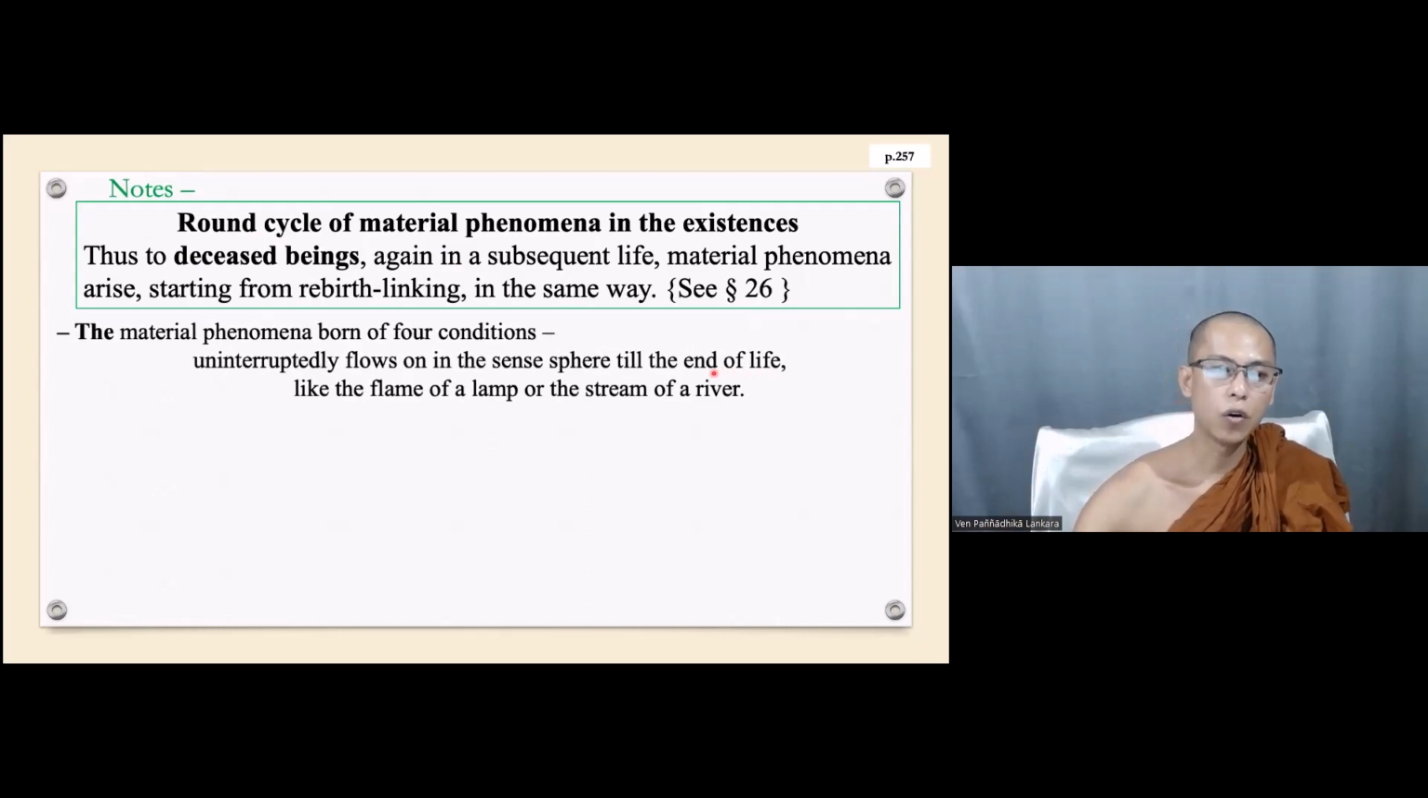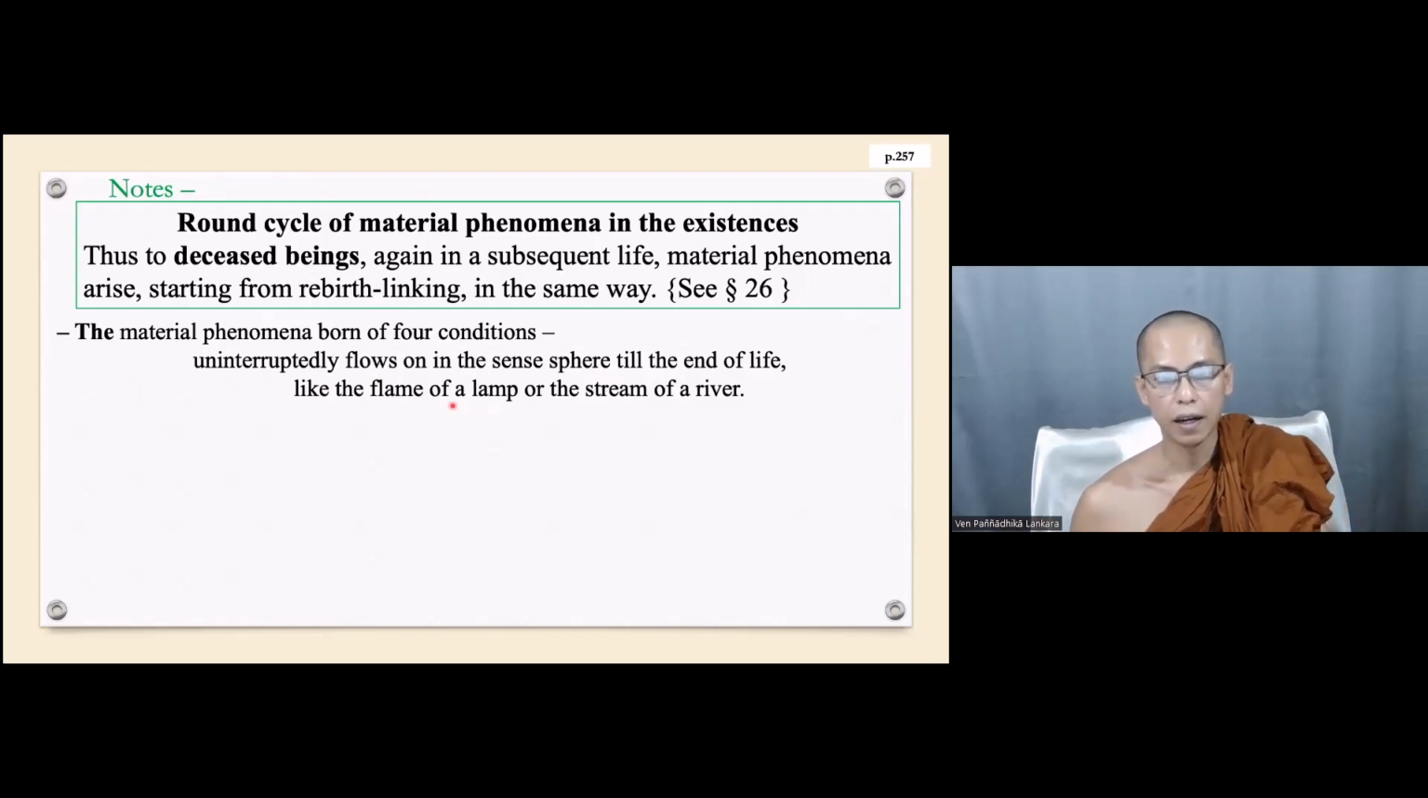Then, material phenomena born of a condition flow uninterruptedly on in the sense sphere till the end of life. How is it flowing? Like the flame of a lamp. As long as the flame is there, we think that the flame has been there from the beginning, since we lit the flame in the lamp. When, for any reason, the oil is gone, the flame is not there. At that moment, we know there is no more flame.